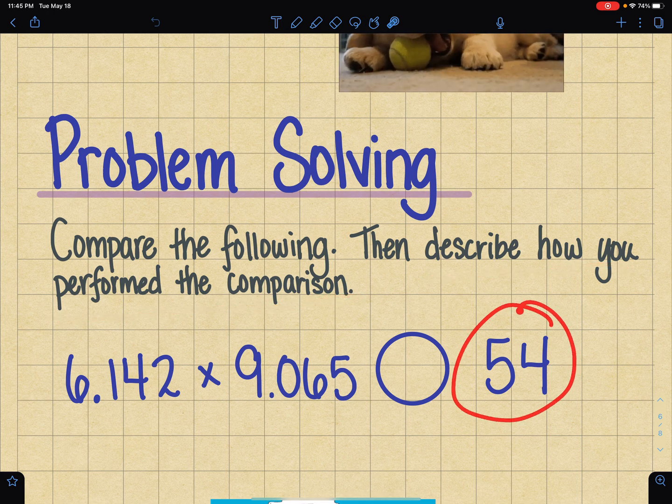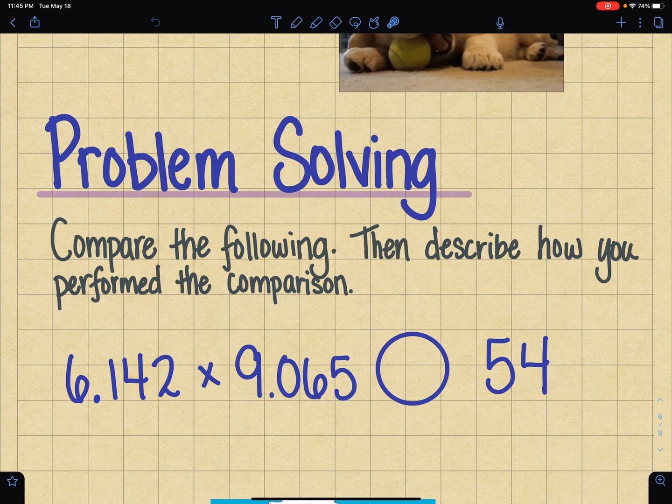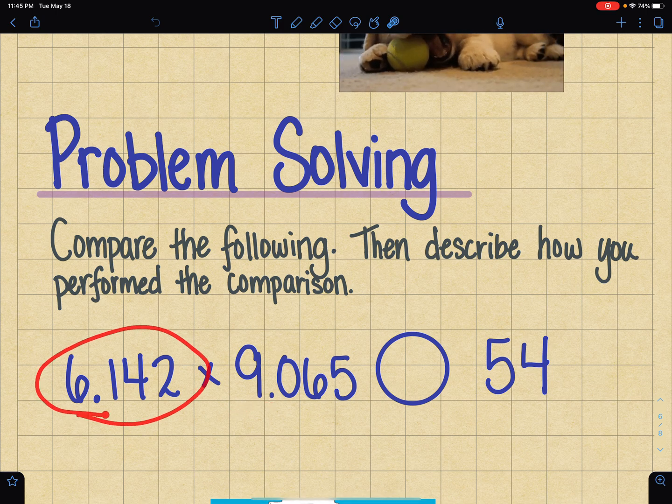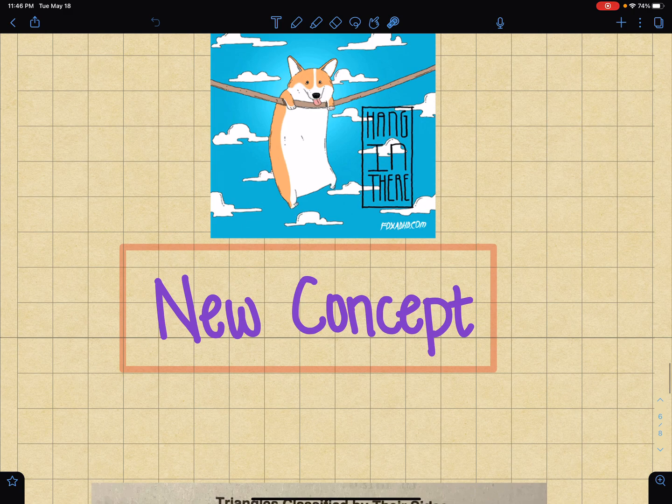So this is 54. This is 6 point something times 9 point something. So what is 6 times 9? And then there's a little extra something after the 6, and there's a little extra something after the 9. So is that number going to be greater than, less than, or equal to 54? I'll let you figure it out. And I'll jump into the new concept.